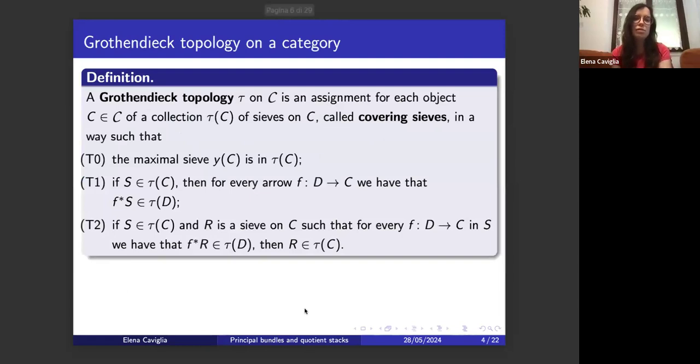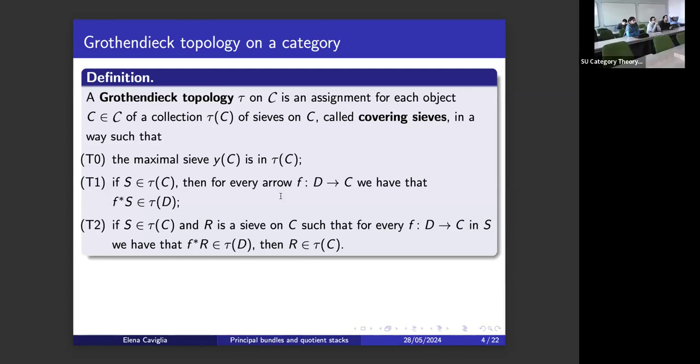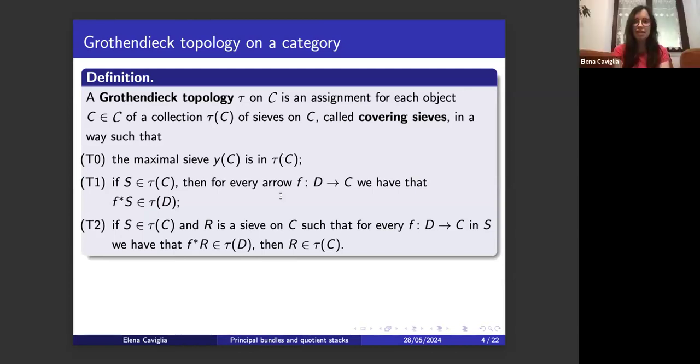And once we have sieves, we define a Grothendieck topology as an assignment for every object in the category of a collection of sieves that are called covering sieves. And this needs to satisfy some axioms. The first is saying that the maximal sieve is a covering sieve. The second is saying that being a covering sieve is closed under pullbacks. And the third is saying that being a covering sieve can be checked locally.